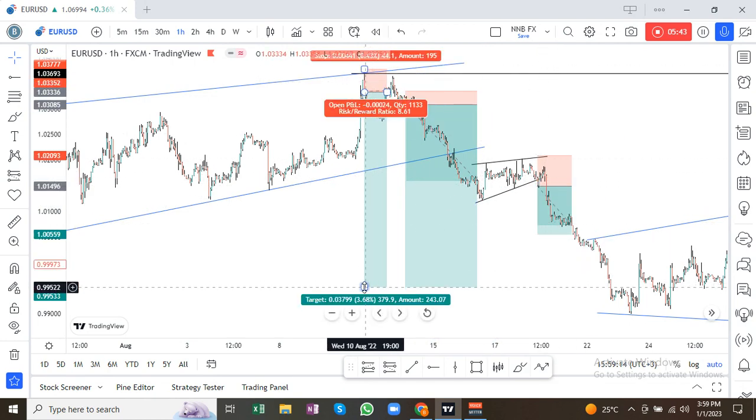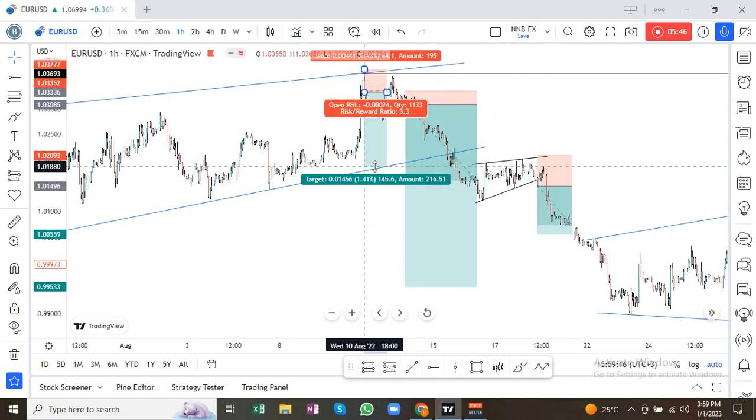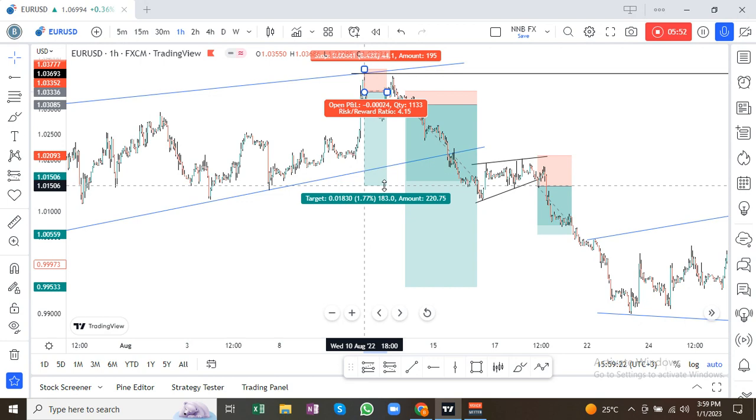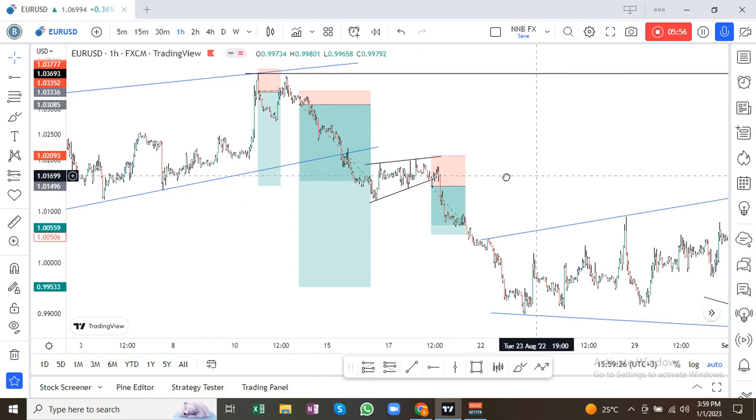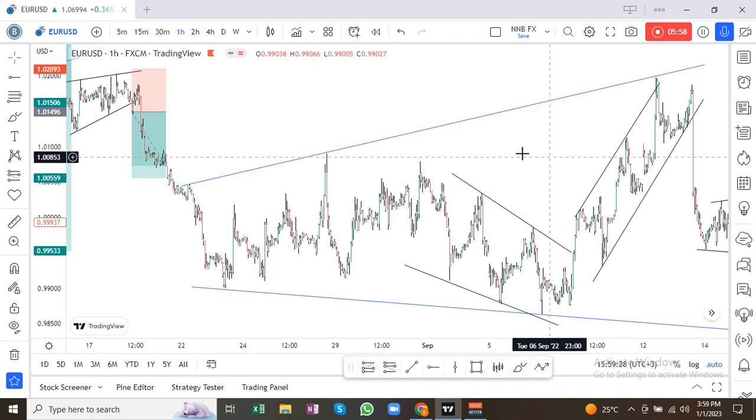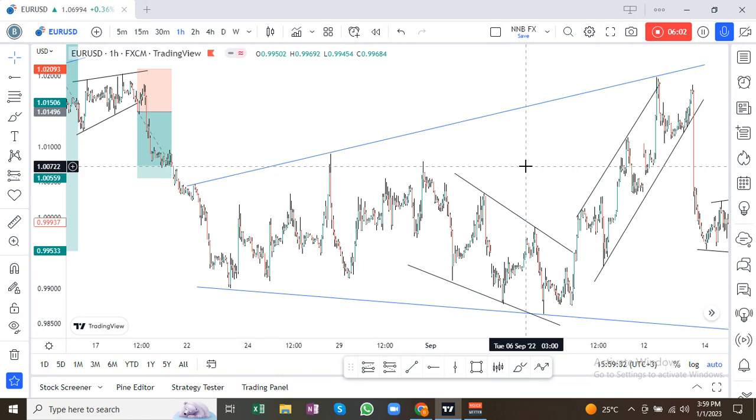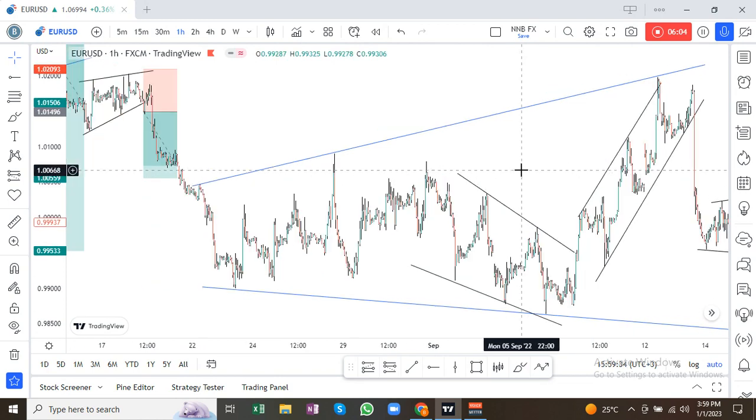I entered because already I had moved my stop loss to 3% profit, and after I entered this other trade, I moved my stop loss to around 4% profit. We will check another example on the same pair, euro dollar, which has a low risk entry, and there is also a high risk entry.